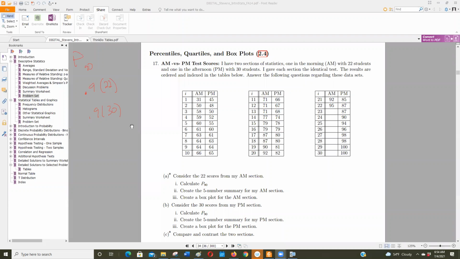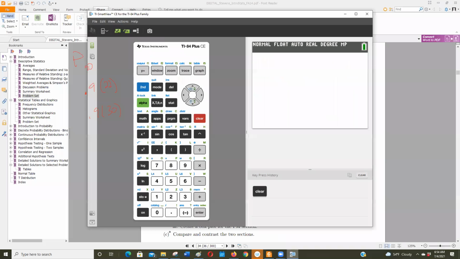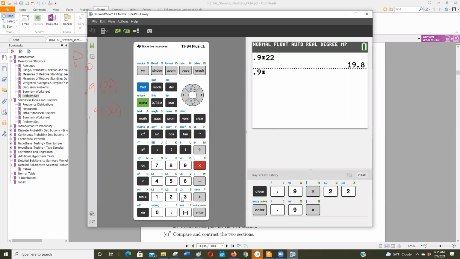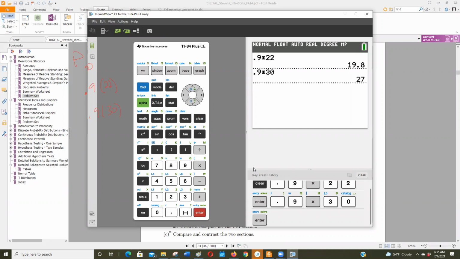Now I'm just dealing with the index value, right? These aren't going to be the actual percentiles. People sometimes get that confused. So let's see, 0.9 times 22 is 19.8, and 0.9 times 30 is a whole number, 27, an integer.